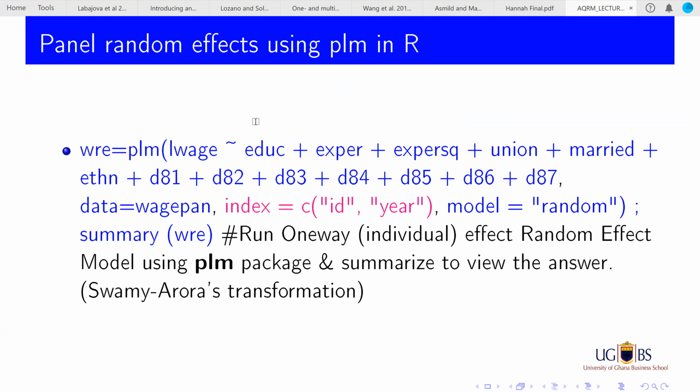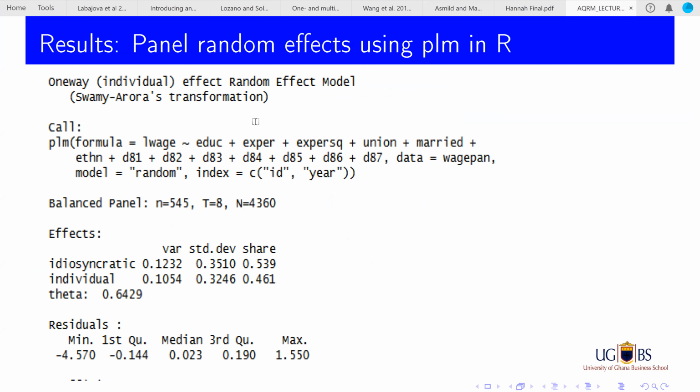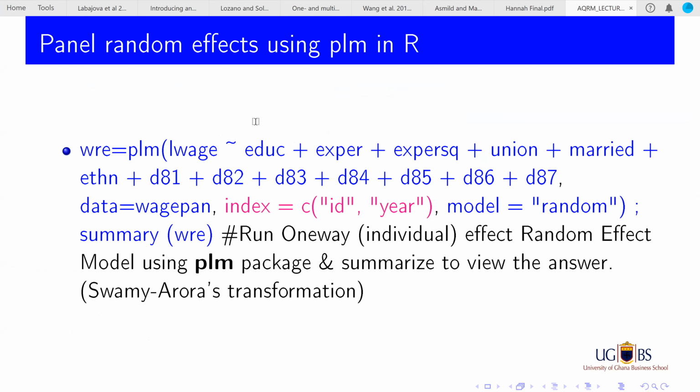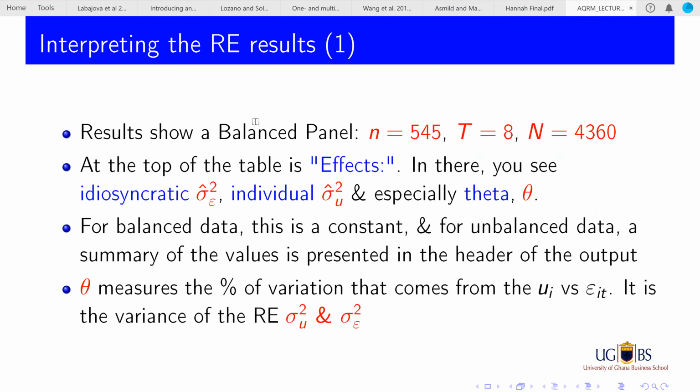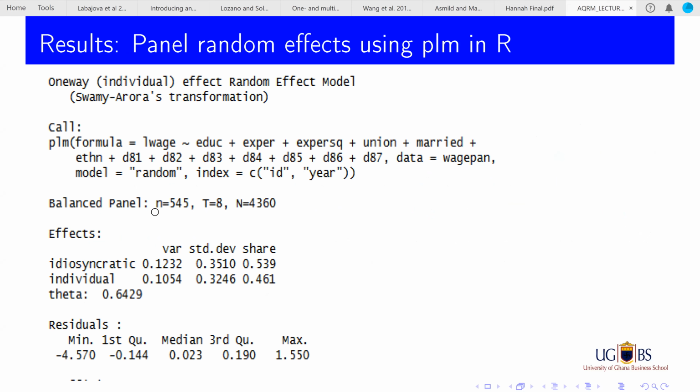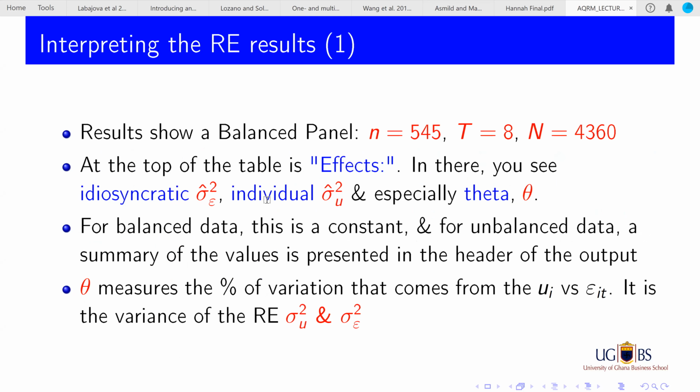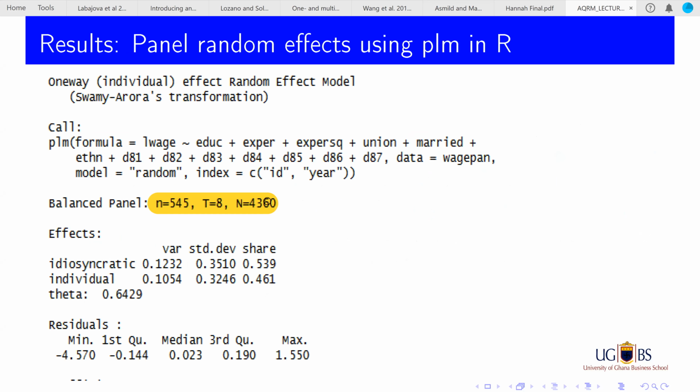This is called a one-way individual effect random model. It uses something we call the Swamy-Arora transformation. There are several other transformations. You remember the transformation we dealt with? It uses similar things, but there are several other ones. This is a complex one that you can read on your own. The first part of the results shows that the data is balanced. The time period is 8. The sample size is 4,360.